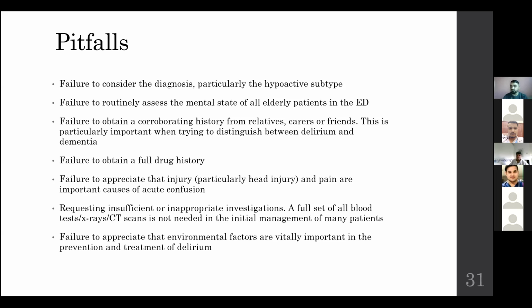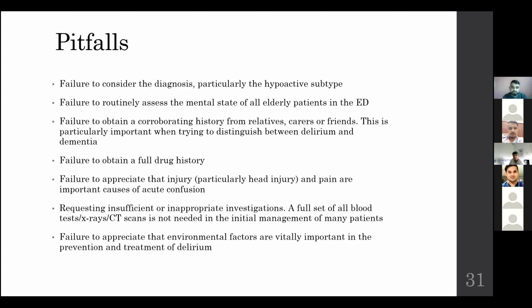Failure to obtain a full drug history. Failure to appreciate that injury, particularly head injury, and pain are important causes of acute confusion. Requesting insufficient or inappropriate investigations, like the doctor told earlier. A full set of blood tests, X-ray and CT scan is not needed in the initial management, but it may be needed to find the cause of the delirium. And failure to appreciate that environmental factors are vitally important in prevention and treatment of delirium.